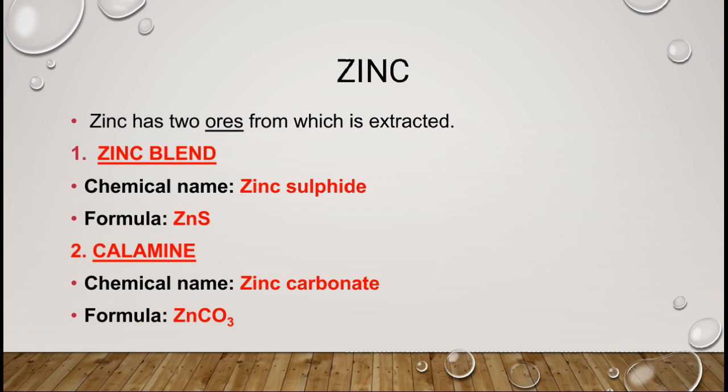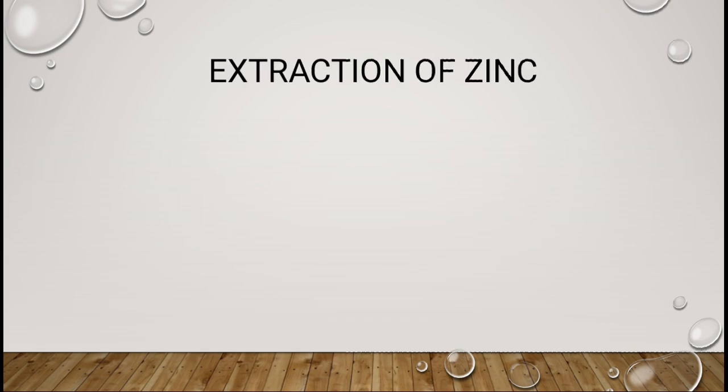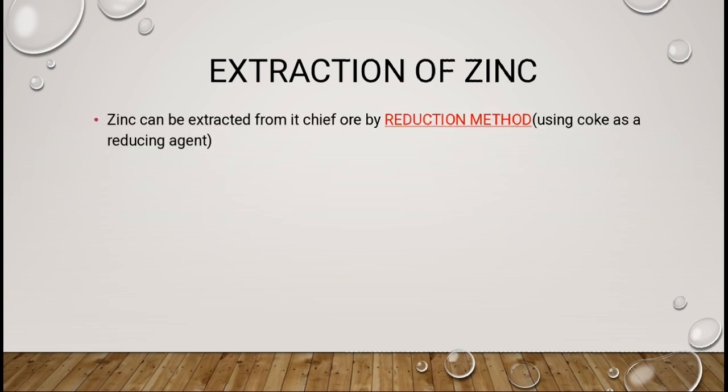Alright, let's move on to the actual extraction of zinc. What you need to know and understand is that zinc can be extracted from its ore using what? Reduction method. It can be extracted from its ore using what? Reduction method, in brackets, using coke as a reducing agent. So the reduction method, this is just the method of what? The process of removing oxygen from a certain compound.